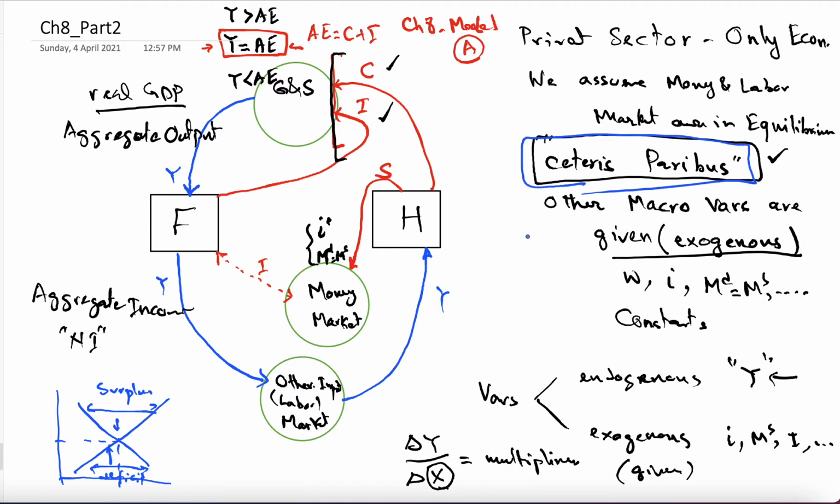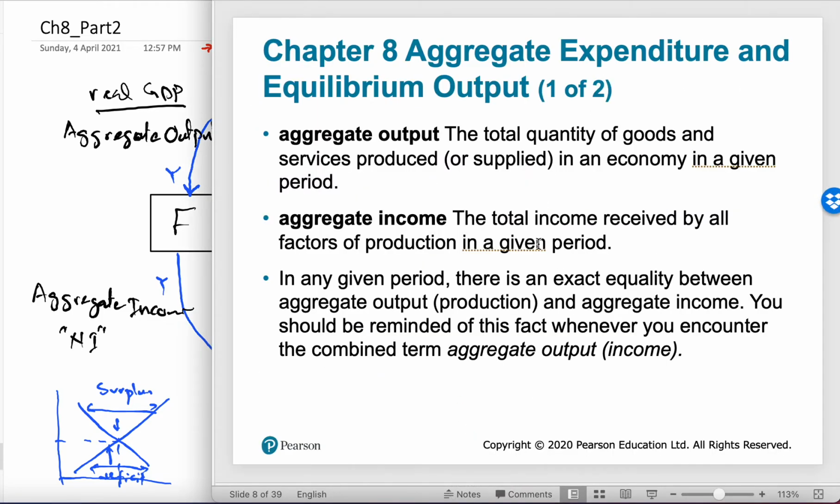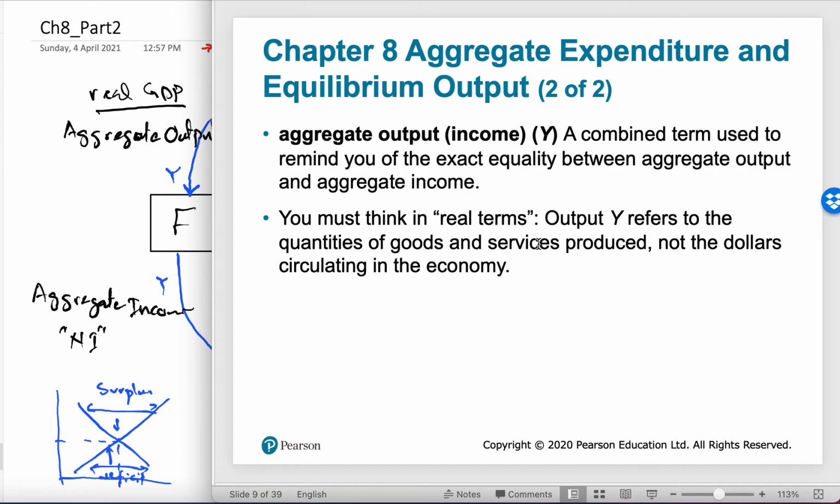And a similar analogy would be about the aggregate. Is aggregate output income equal to the aggregate expenditure or not? And then the analogy will bring us to the equilibrium. So that's, in a nutshell, what this model is all about. And the endogenous variable is that Y variable. The Y variable, we show it with the Y. A combined term, the Y is reminded as exactly between aggregate output and aggregate income.